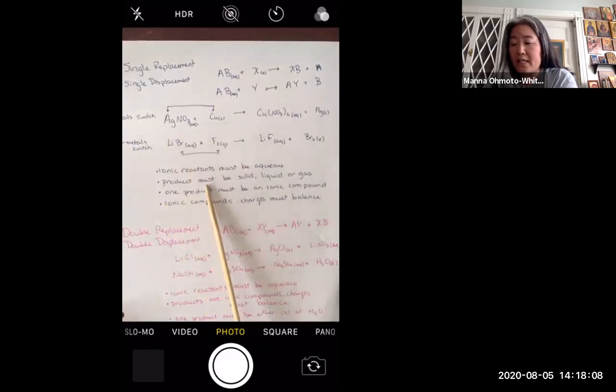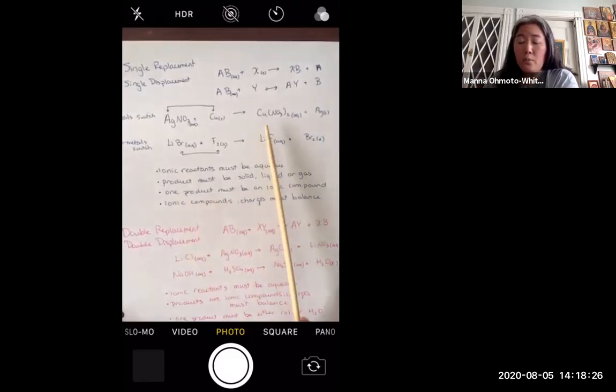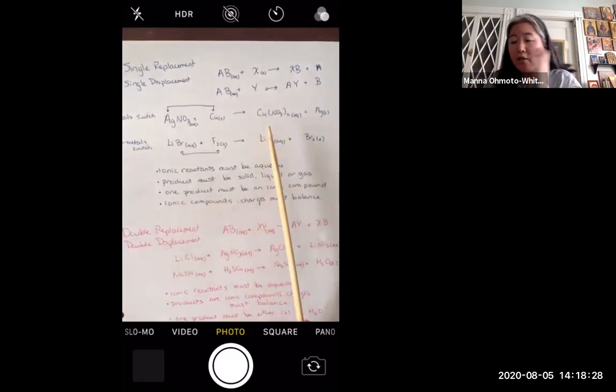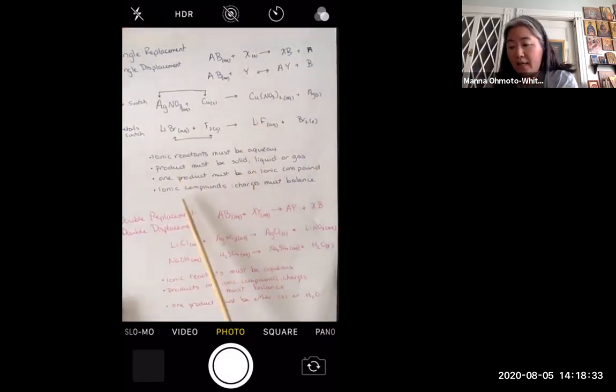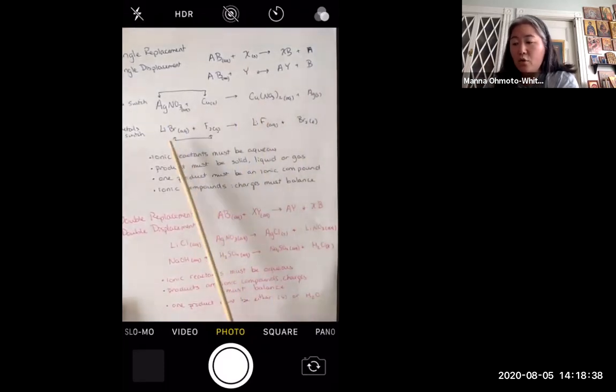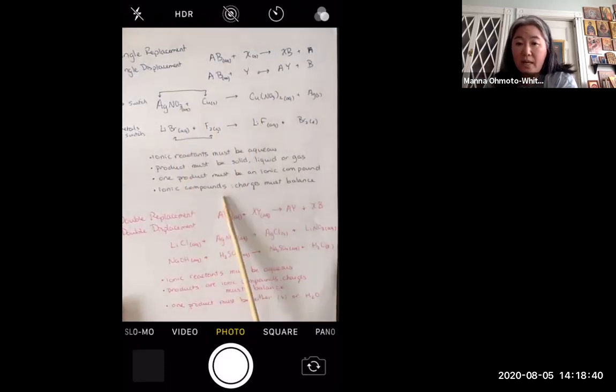One of the products has to be a solid, a liquid, or a gas. Here, my solid is silver. I have a liquid here that's bromine. Sometimes I might create something like nitrogen gas or oxygen gas. And one of the products must be an ionic compound. We're not sure whether or not they're aqueous, so you don't have to worry about the product state of matter. Just a reminder that whenever you have ionic compounds, whether as a reactant or a product, the charges have to balance. You can't just carry subscripts over.